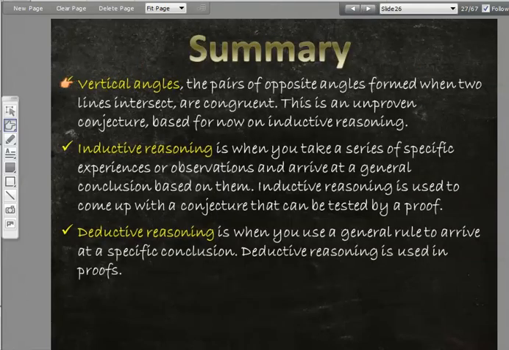Okay, what did we talk about today? We talked about vertical angles. I like what they said. This is an unproven conjecture based for now on inductive reasoning. We're going to prove it later. Or at least you're going to prove it in the LMS. We're going to do some different proofs. Inductive reasoning, when you go from the specific to the general. Deductive reasoning, we go from the general rule to a specific conclusion.